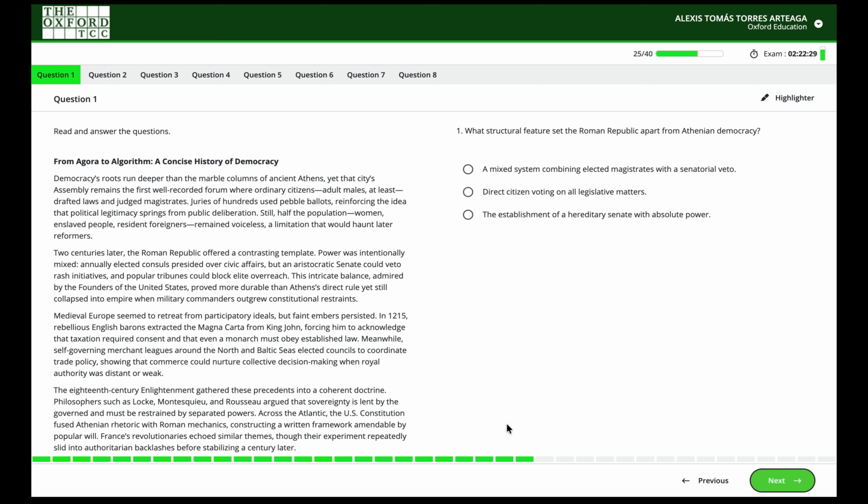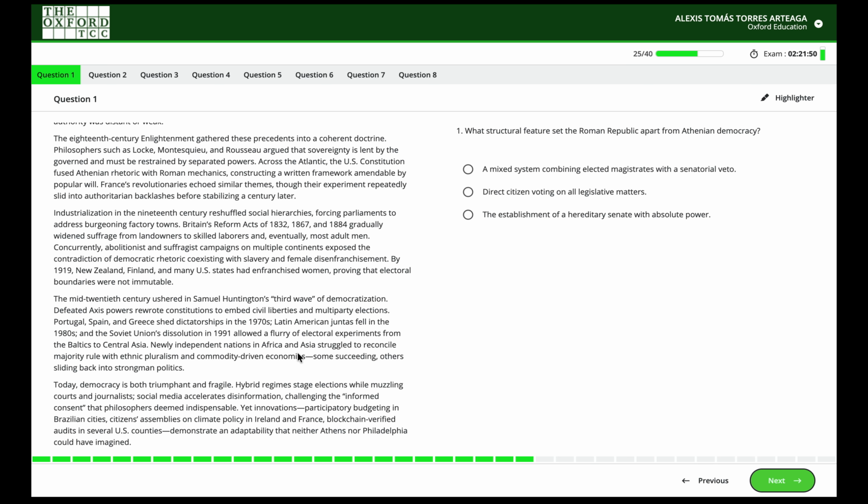Medieval Europe seemed to retreat from participatory ideals, but faint embers persisted. In 1215, rebellious English barons extracted the Magna Carta from King John, forcing him to acknowledge that taxation required consent and even a monarch must obey established law. Meanwhile, self-governing merchant leagues around the North and Baltic Seas elected councils to coordinate trade policy, showing that commerce could nurture collective decision-making where royal authority was distant or weak.